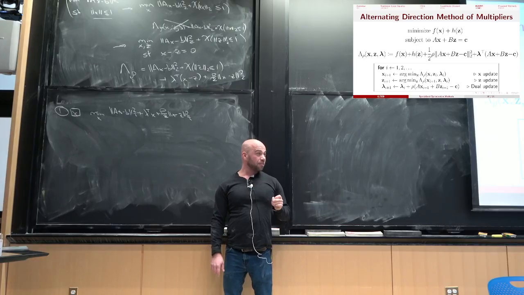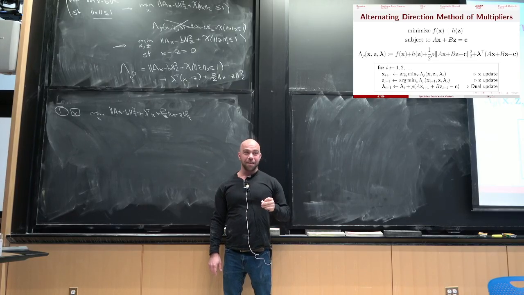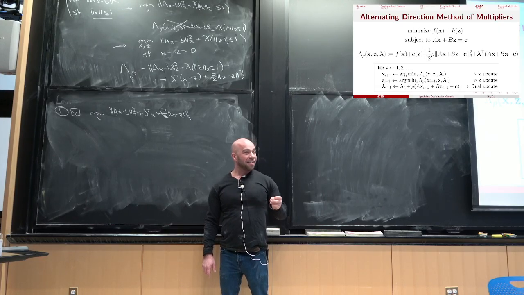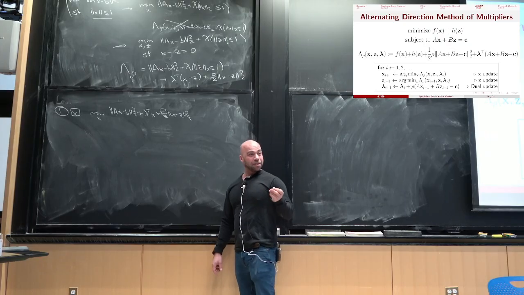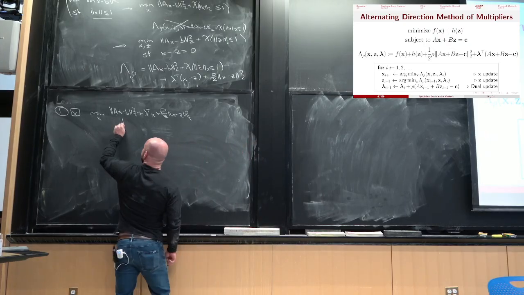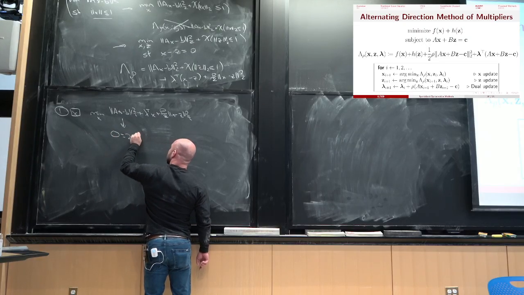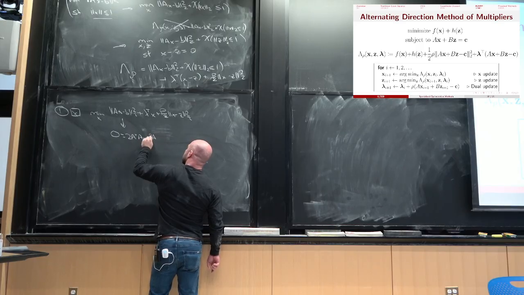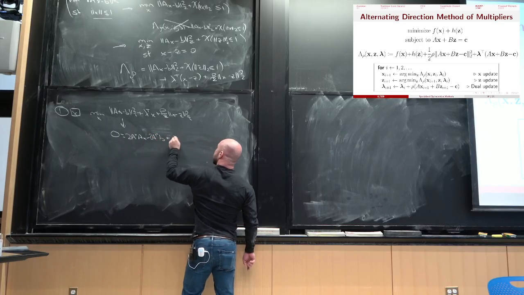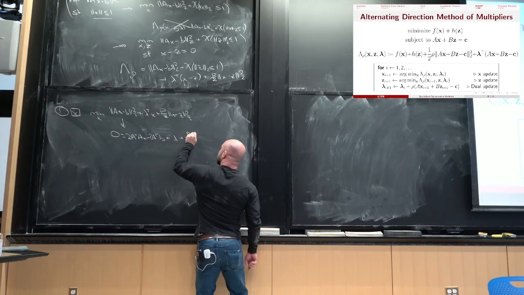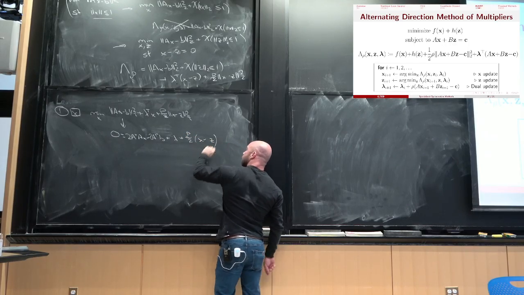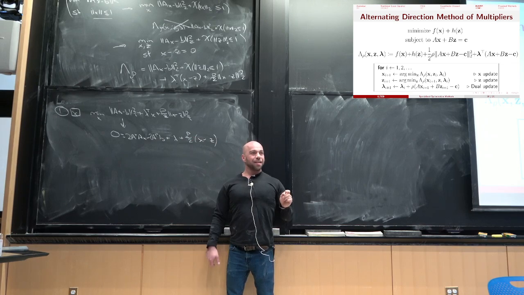Hopefully now this problem starts to look familiar. This is like problem 1A on your exam, but at least a third of you got it wrong, which makes me a little sad. Okay. So let's take the derivative of this thing with respect to x. What am I going to get? I will get 2A transpose A x minus 2A transpose b plus lambda plus rho times (x minus z). Did I do that right?